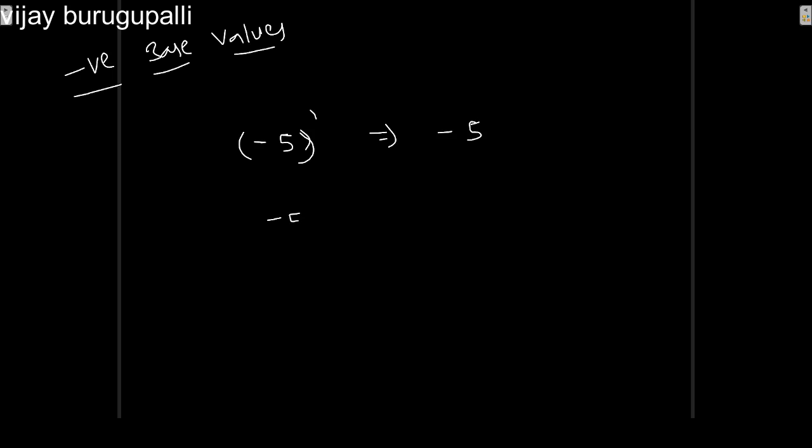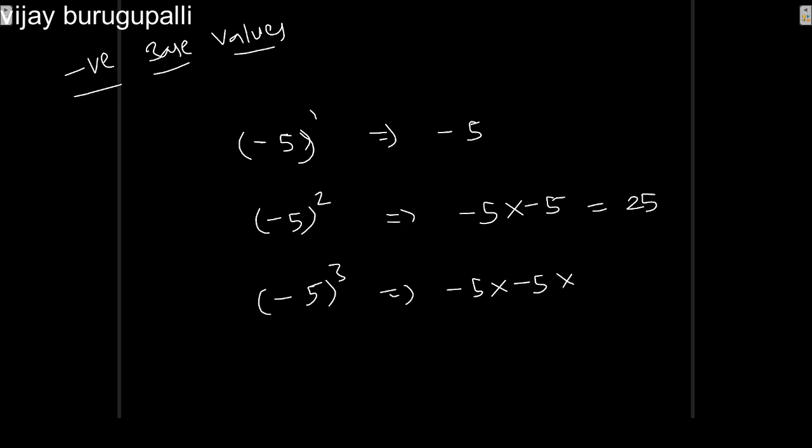Now let's see how exponents work for negative base values. If you take a negative base value, that means minus 5 to the power of 1 will become minus 5. Minus 5 to the power of 2, that means minus 5 whole square, will become minus 5 into minus 5, which is 25. Minus 5 to the power of 3 will become minus 5 into minus 5 into minus 5, which will be minus 125.